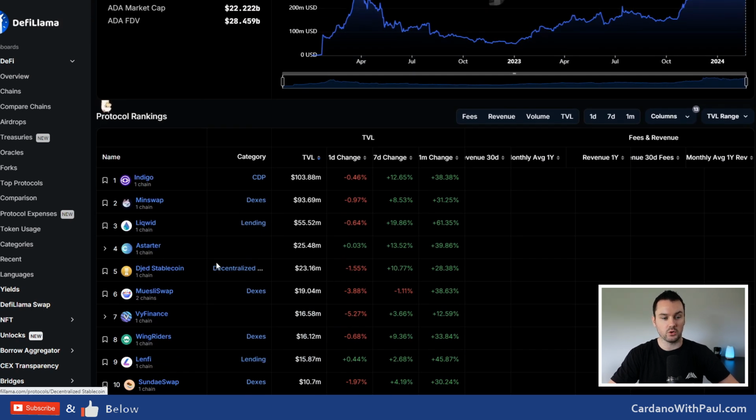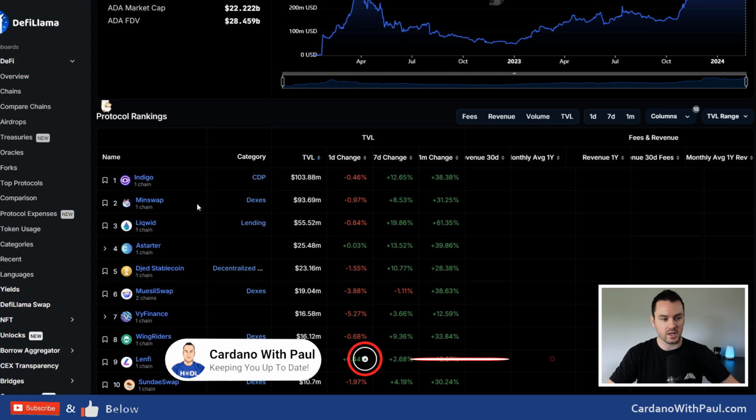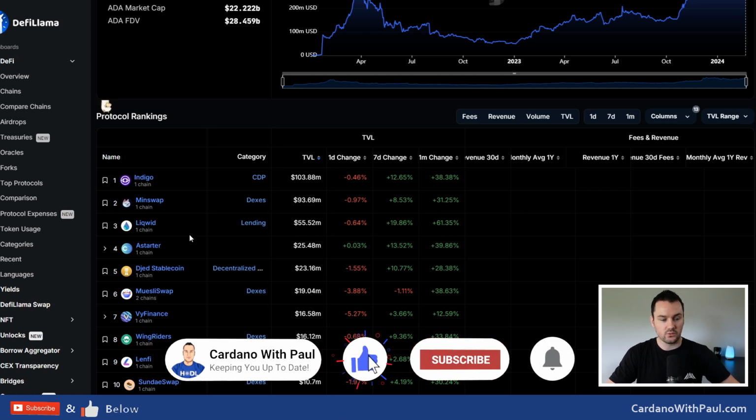If you look at the top protocols by TVL, now TVL isn't the only metric that you should use to look at activity or what's going on, look at volumes and things, which we will discuss as we go through this. Indigo Protocol is number one. That's a synthetics protocol for Cardano. You have MinSwap, which is currently the number one DEX on Cardano by a decent amount in terms of volume and liquidity and everything there. That is an AMM DEX. Liquid Finance for lending and borrowing is at number 3.